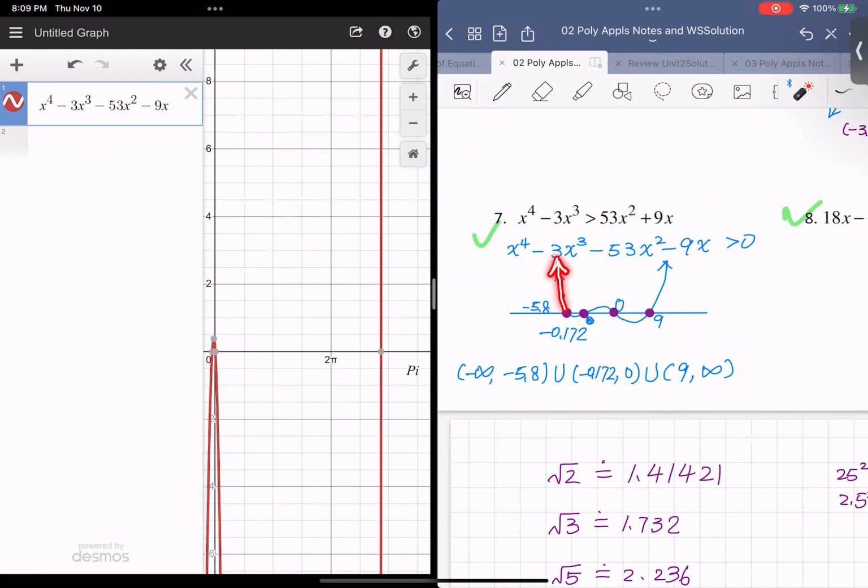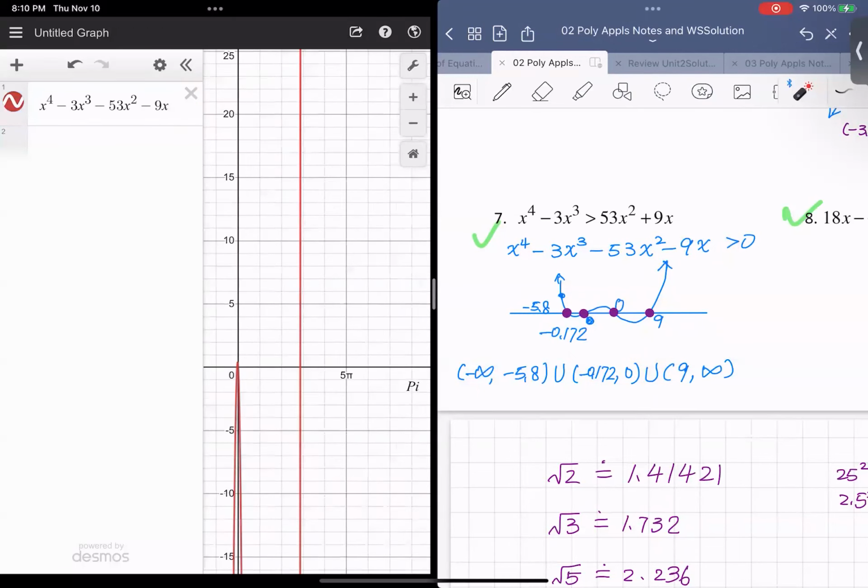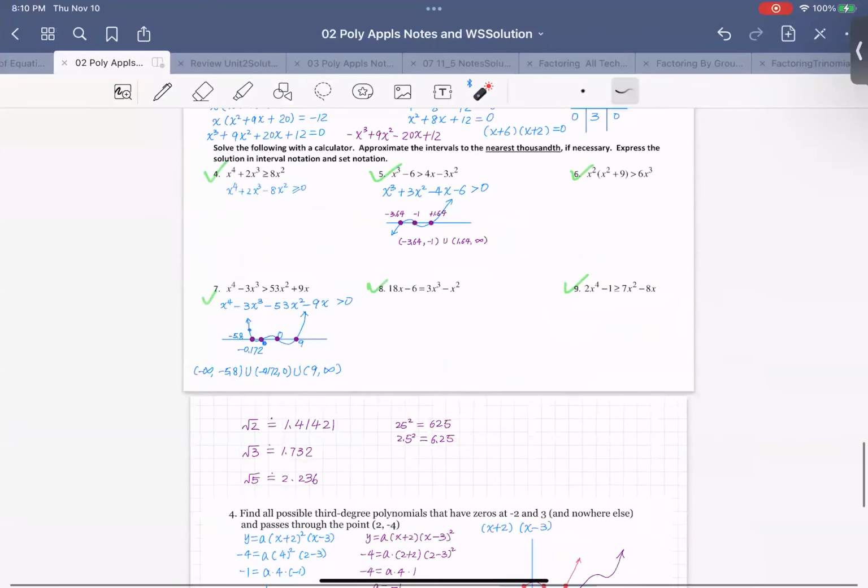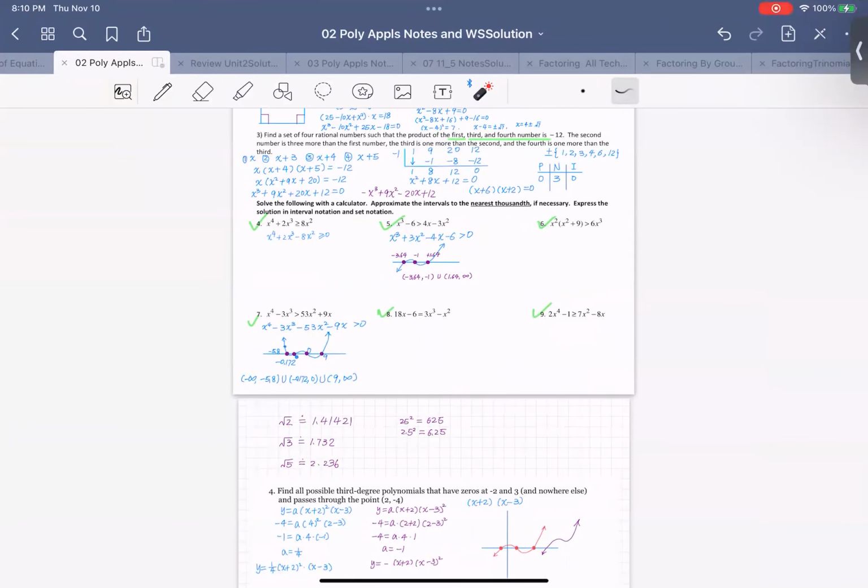So from negative infinity to this first root, and then from this second root to the third root, and then beyond the fourth root. Make sure if it's greater than 0, you don't put closed brackets. If it is equal, then you will make those closed, but never ever make infinity closed. Infinity is something you cannot reach, so always make it open. Okay, the calculator parts are not hard at all. You let the calculator do it for you.